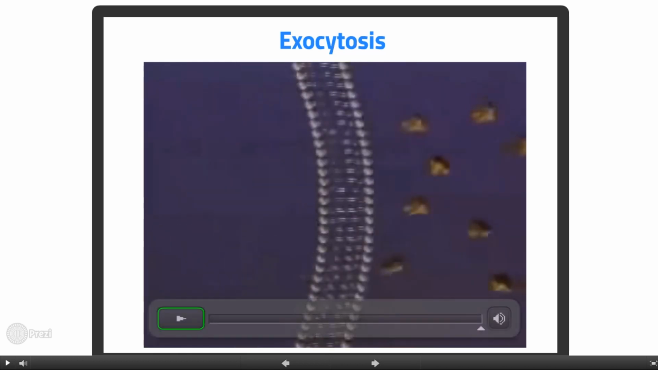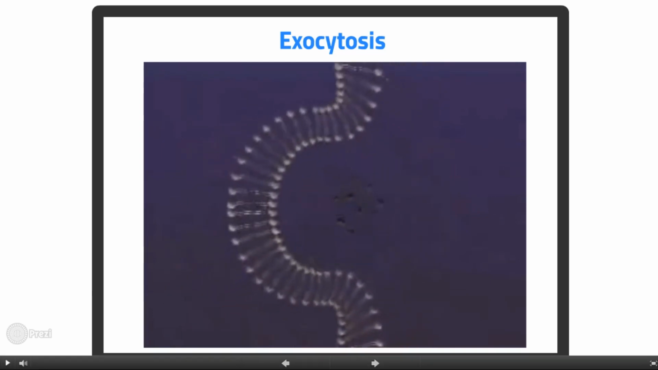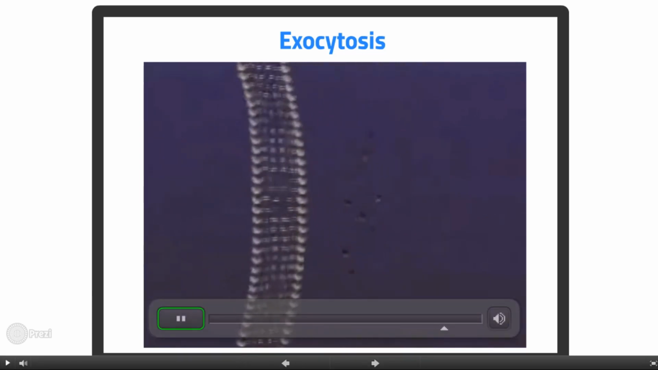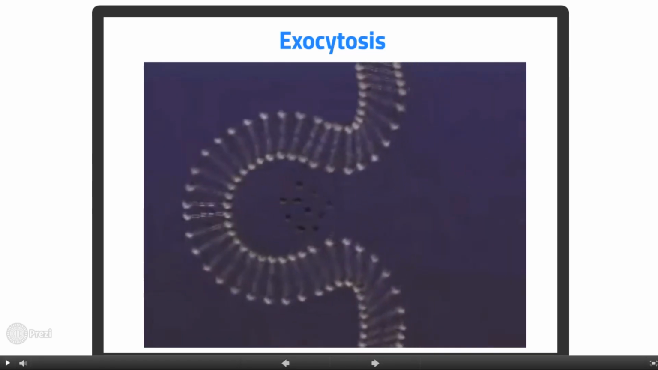For example, carbohydrates are important for making the plant cell wall. So if the cell wanted to make a cell wall, it should get these carbohydrates it made out of the cell to make the cell wall.